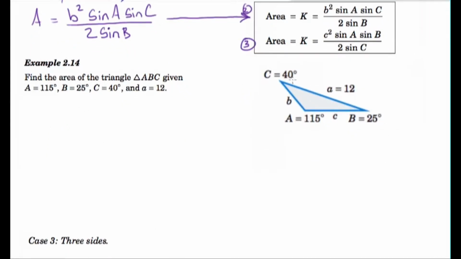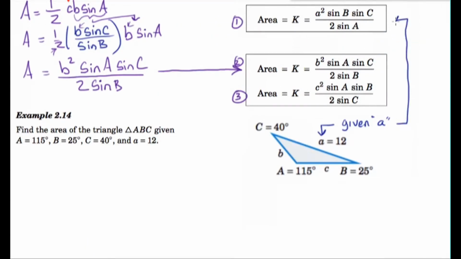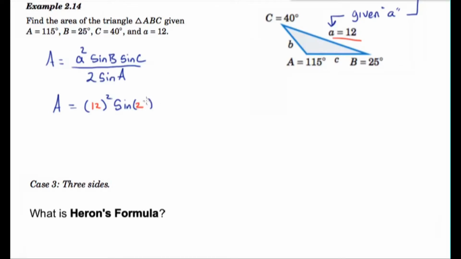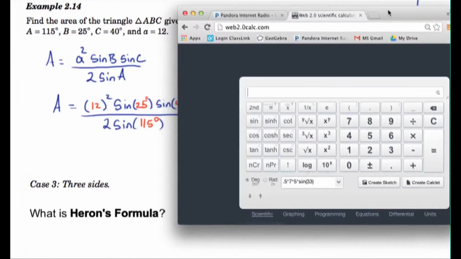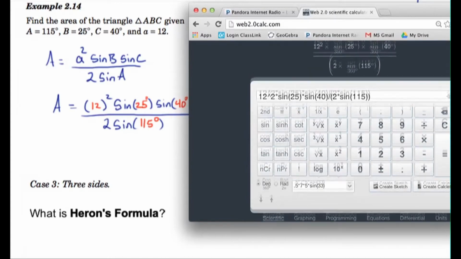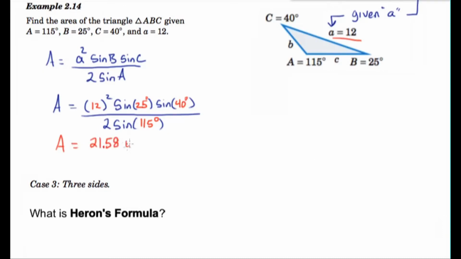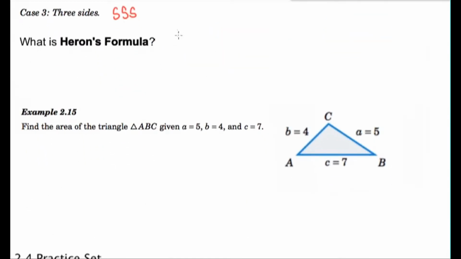Example 2.14. Okay, in this triangle we're given all 3 angles and we're given little a. So we're going to use the first equation here. Area equals a squared sine B sine C over 2 sine A. Substitute for our knowns. And we get, for the area, 21.58 square units.